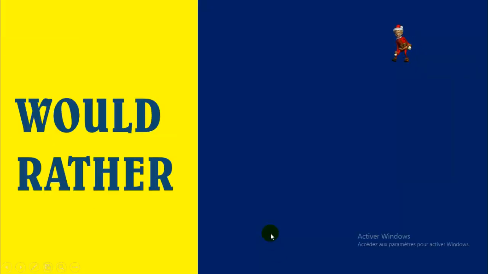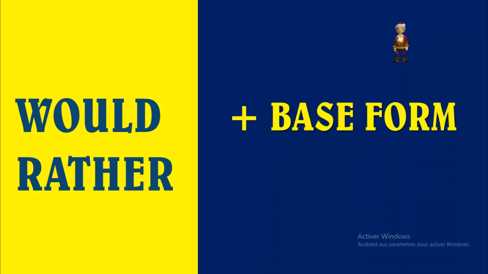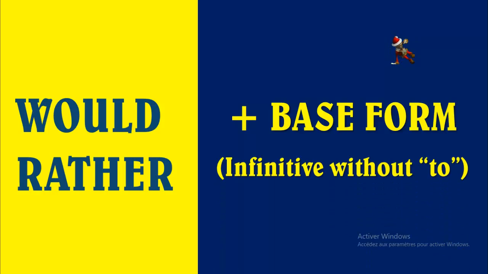Would rather now. Would rather plus base form. What is base form? Infinitive without to. Would prefer and prefer are followed by full infinitive or ing form. But would rather is followed by base form. Remember.